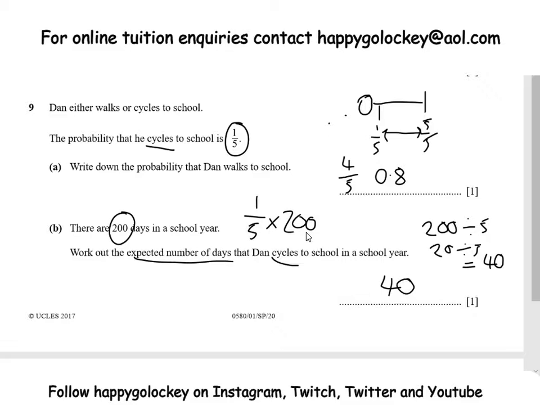Okay, that was some basic worded probability problems. The common misconception is just misreading the question. So as long as you read the question carefully and then apply your basic rules, you should be fine.